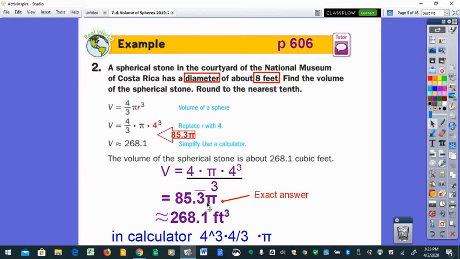Once you do multiply that 85.333333 times pi, you should see about 268.1. Remember, we're going to round to the 10th. That's 1 decimal place, and the 10th place is the first spot. And our units, in this case, would be feet, and since it's volume, it's to the 3rd. So about 268.1 feet cubed.